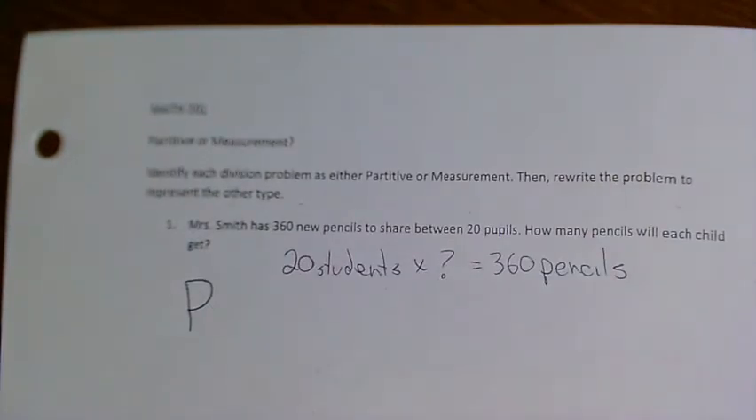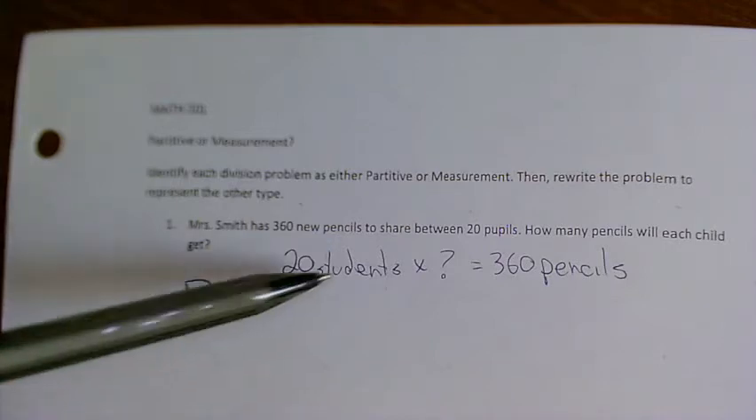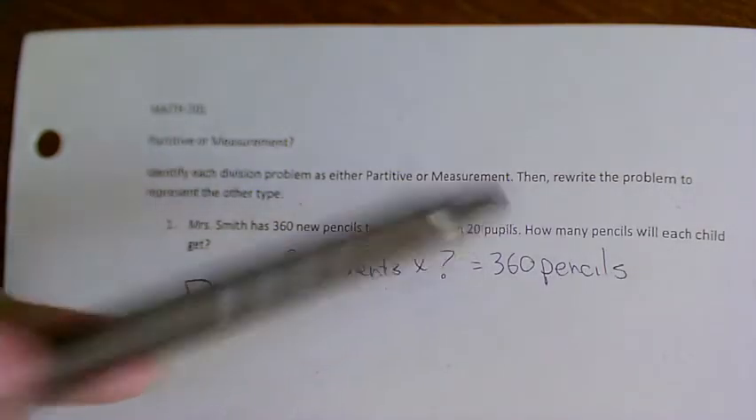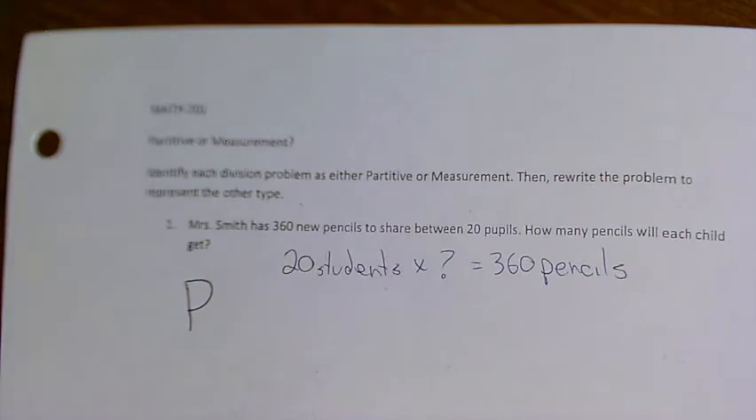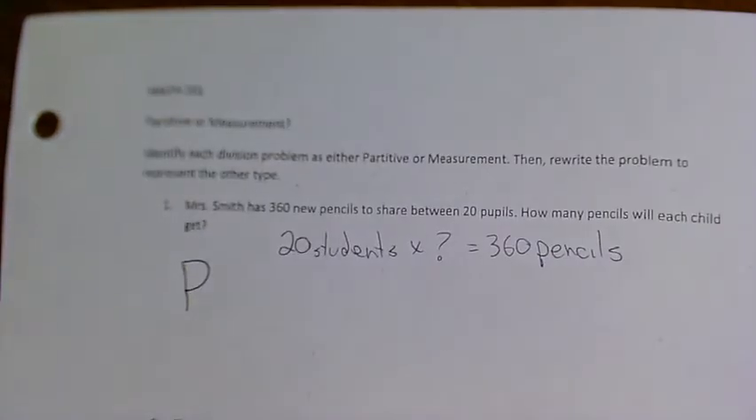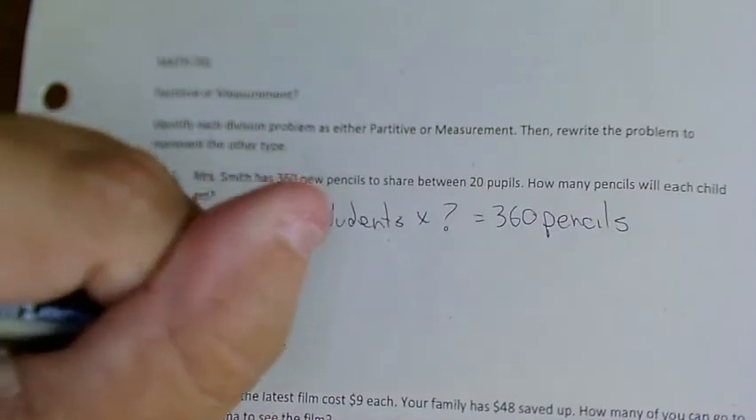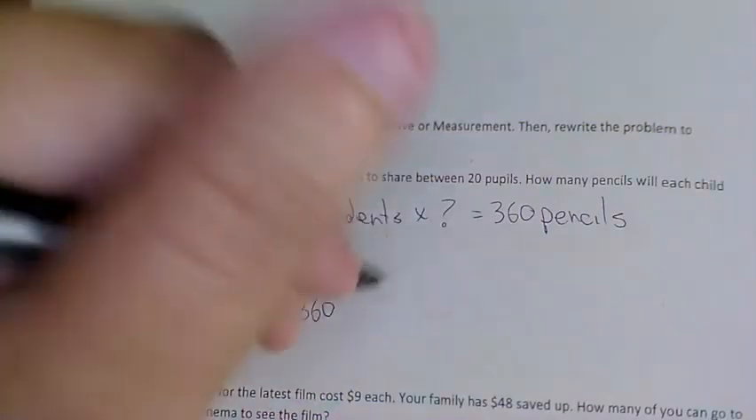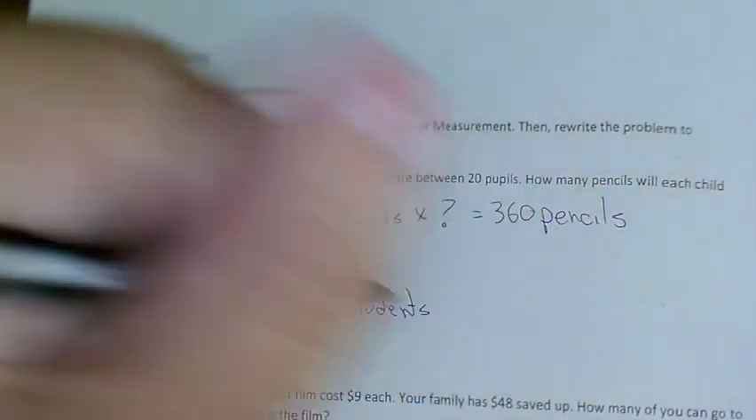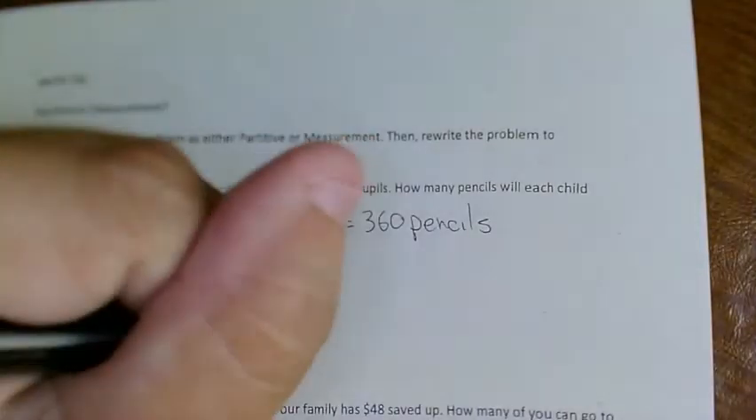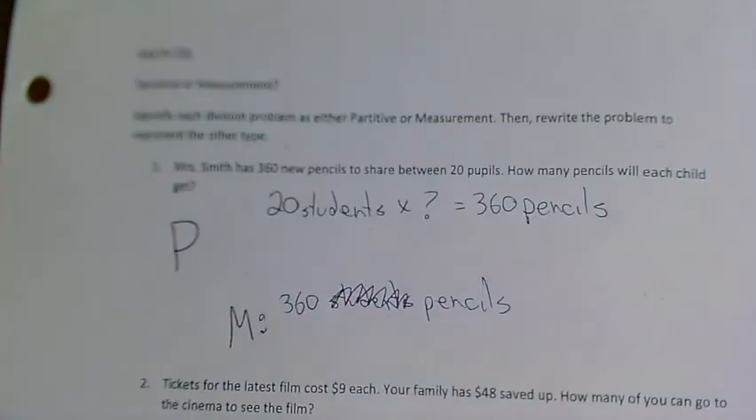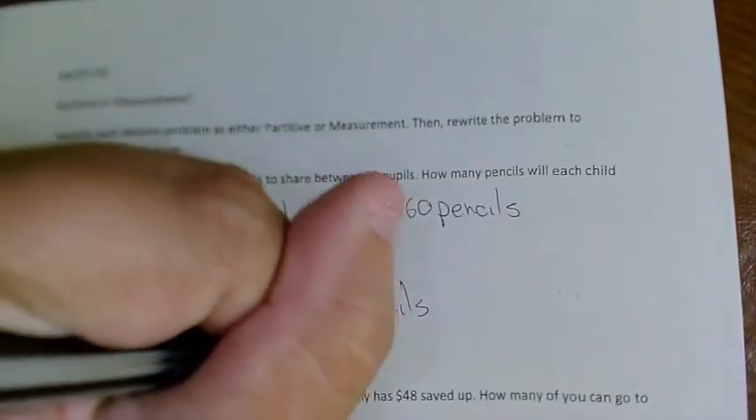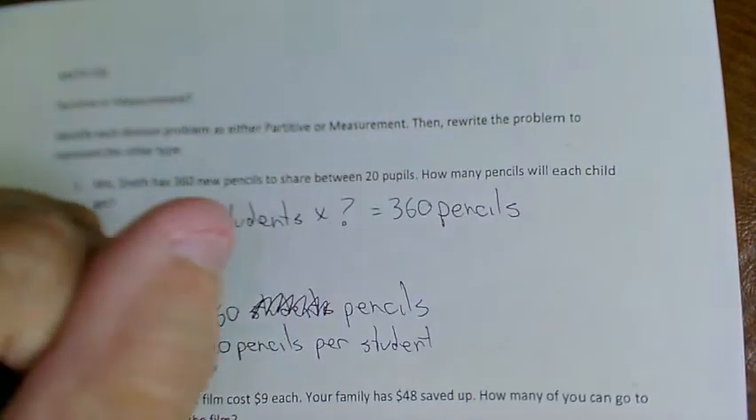If we were to rewrite this, it would need to say something like you have 360 pencils. You would want to change 20 to a size. So maybe each student gets 20 pencils. So how many students are there? A measurement example, like I just said, I'm just going to shorthand this: 360 pencils. If you had 20 pencils per student, then how many students?